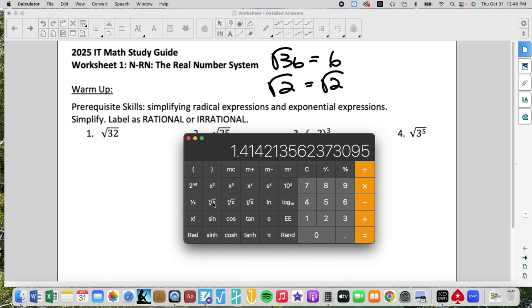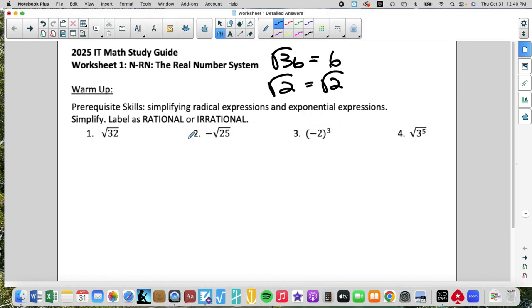Irrational numbers are non-repeating and non-terminating, meaning the numbers to the right of the decimal do not repeat and they never end. Even though it looks like it ends at 5 at the end of this calculator, it is just rounding that decimal. So, it says simplify the radical, so rad 32.